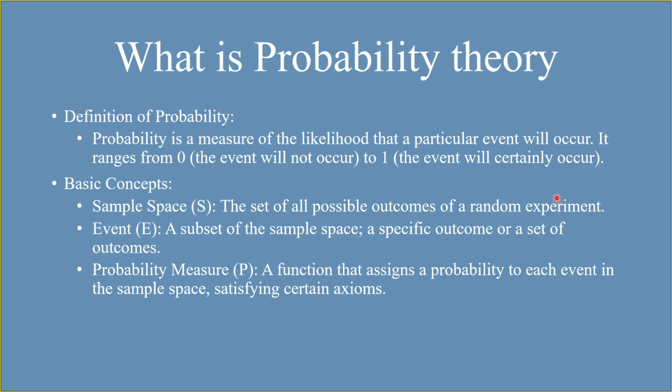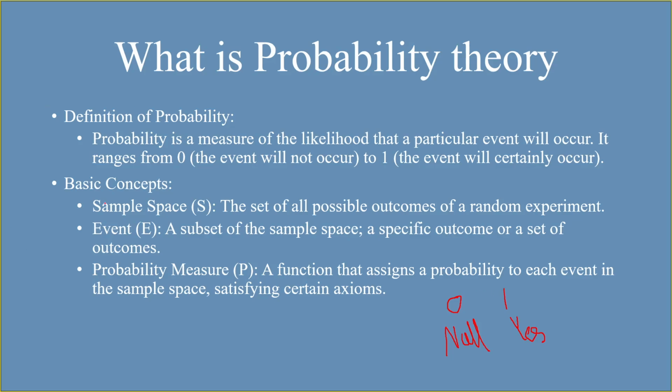So what is probability theory? The definition is that probability is a measure of the likelihood that a particular event will occur. It ranges from 0 to 1. We all know about the binary system, right? It is either 0 or 1. When it is 0, it is null, or none, and when it is 1, it is yes, or we can also say it is working. So it will be either 0 or 1.